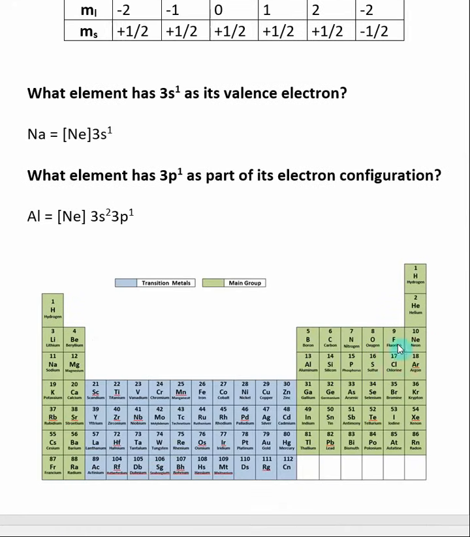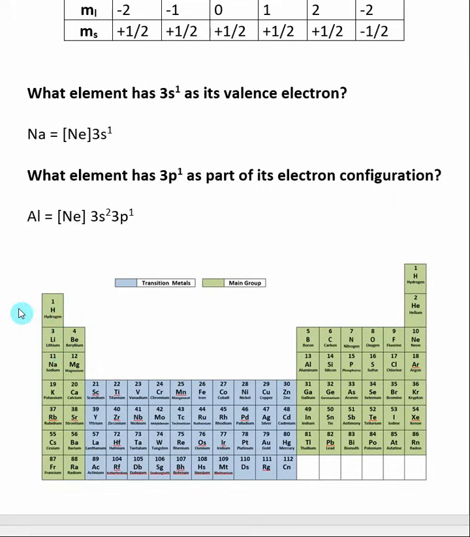Some other kind of questions we can ask in between quantum numbers and electron configurations is, say, what element has 3s1 as its valence electron? These types of questions aren't that hard as long as you understand that different parts of the periodic table correspond to different quantum number values. So here, because we're dealing with an s orbital, we know that we're going to be talking about an element involved with these first 2 columns. So we're looking for an element in the s block here.